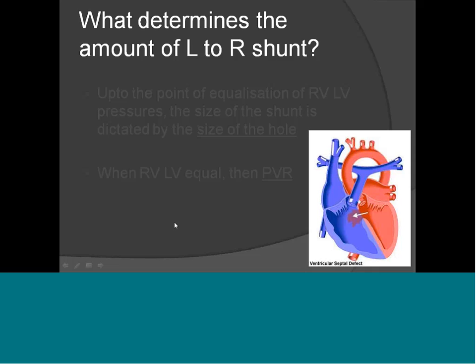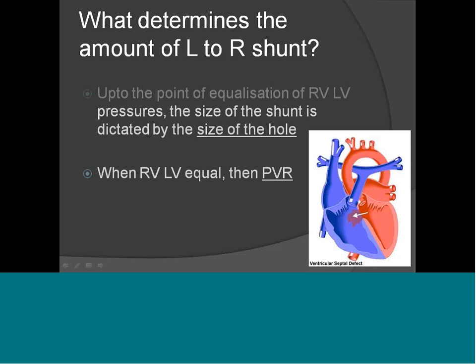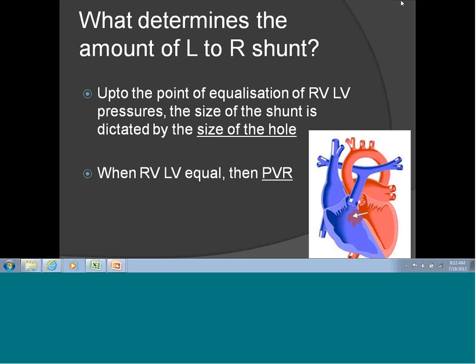Up to the point where RV and LV pressures are equal, that means small VSDs or moderate VSDs, the size of the shunt will be dictated by the size of the hole, right? When the pressures are equal, that means when it's a large defect and you have severe pulmonary hypertension, then pulmonary vascular resistance is going to determine how much left to right shunting you have. The lower the PVR, the more the shunt. The higher the PVR, the less the shunt.